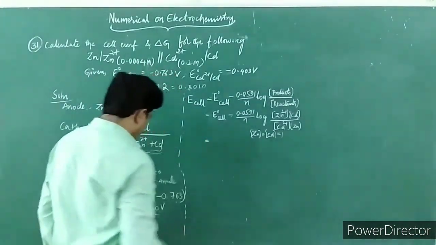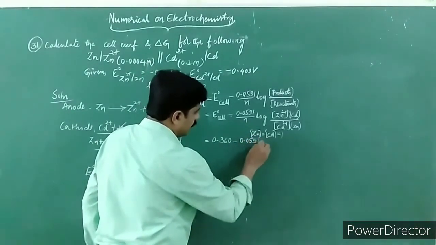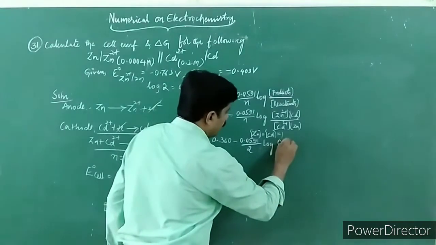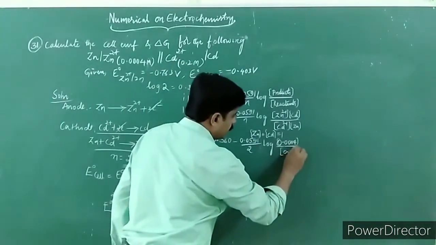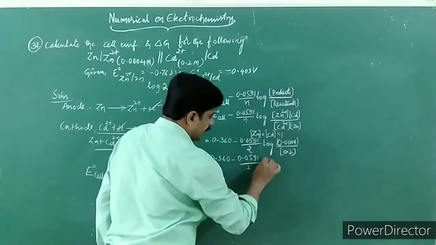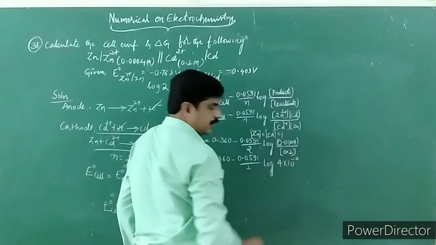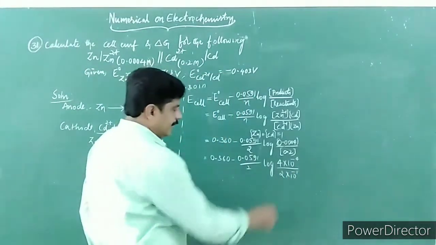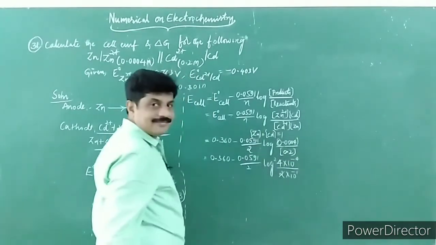Children, in that case, look at here, E naught cell is how much here? 0.360 minus 0.0591 upon 2 into log of, let me write the concentration of Zn2+ ions. Zn2+ ion is equal to 0.0004 upon molar concentration of Cd2+, that is equal to 0.2. Children, how do I write? Look at here, 0.360 minus 0.0591 upon 2 into log of, I can write this as 4 into 10 to the power of minus 4. Is it not? I change the decimal place, upon 2 into 10 to the power of minus 1. Hope you are getting right. Now the 2s cancel, and if I take this to the numerator, then that will become 10 to the power of minus 3. Hope you got it.